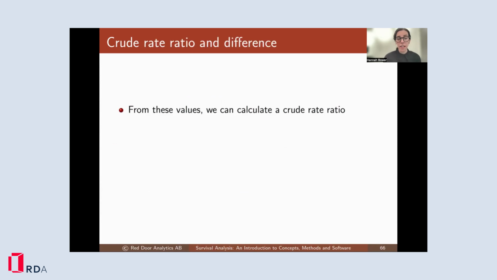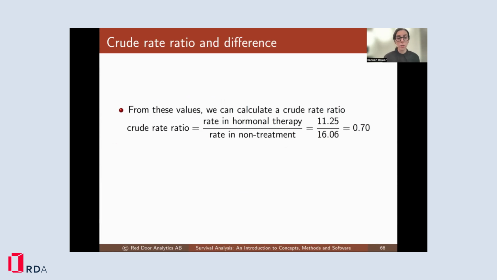So we may be interested in calculating some sort of crude rate ratio of this. So we can take these two rates and calculate a rate ratio. So we would just do this by calculating the rate in the hormonal therapy group divided by the rate in the non-treated group. And we could get a rate ratio here of 0.7. We may also be interested in calculating a crude rate difference, if that's of interest, where you just subtract one value from the other.